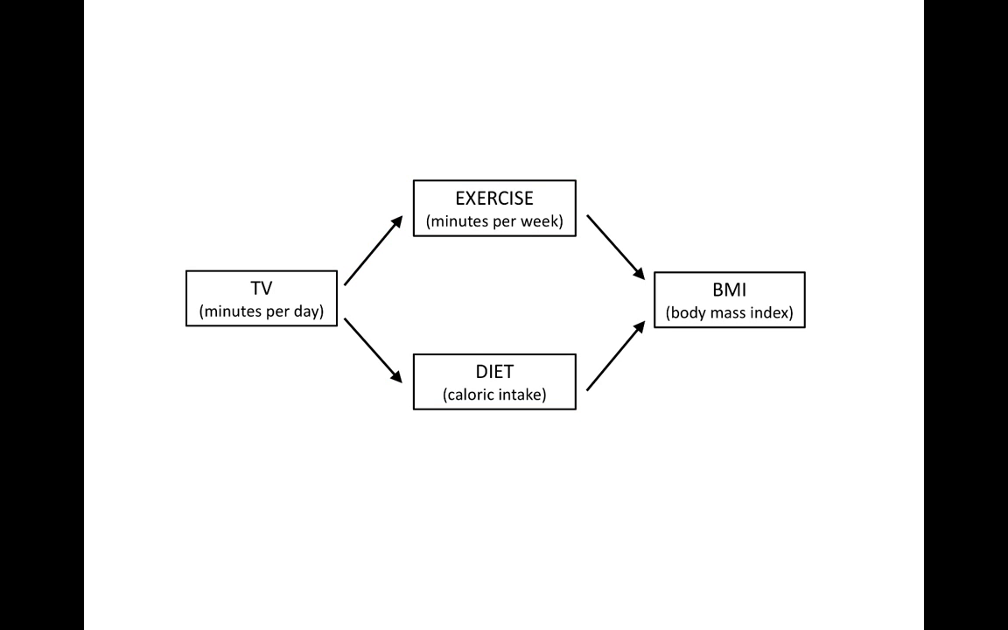Two variables that have any sort of edge between them are said to be adjacent. For example, TV and exercise are adjacent, exercise and BMI are adjacent, but TV and BMI are not adjacent. The idea of adjacency applies to undirected graphs as well. So this undirected graph has the same adjacencies as the previous causal graph.